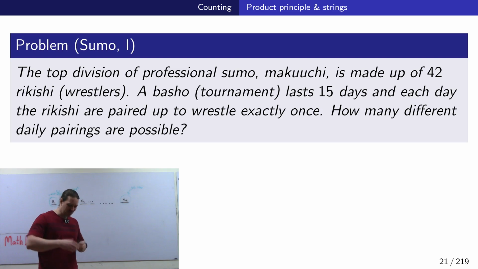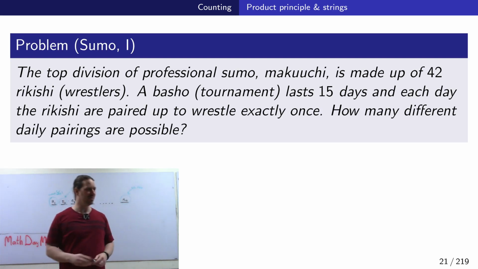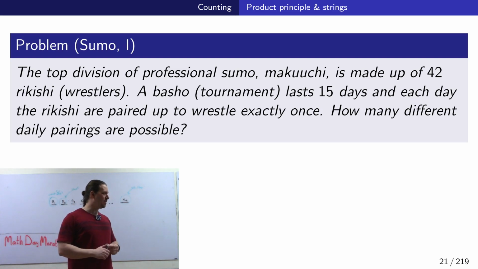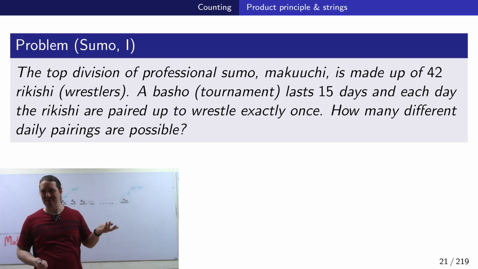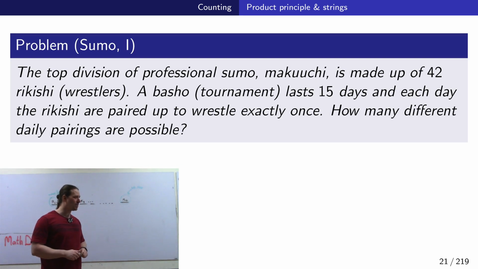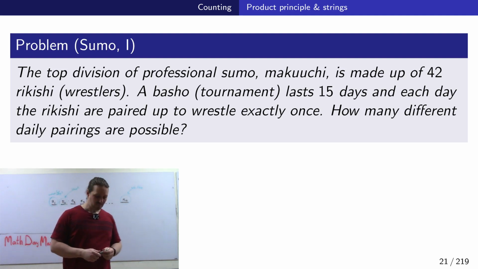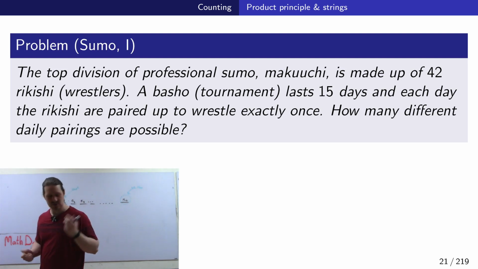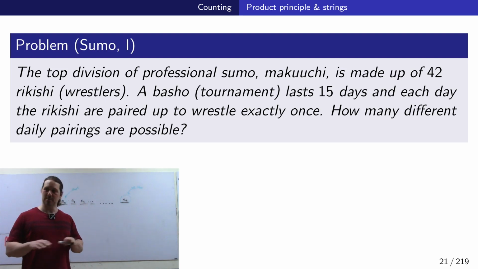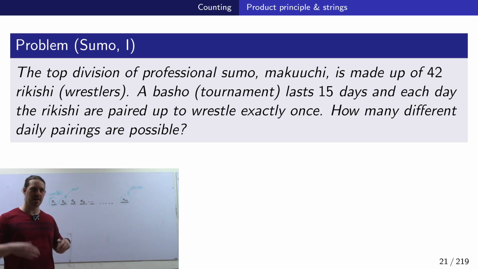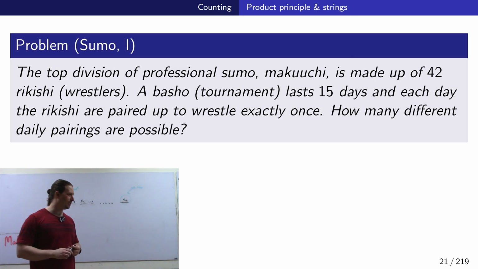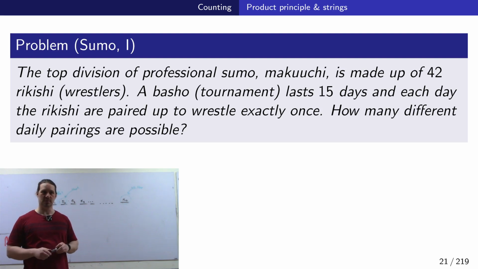Okay? So sumo has different divisions, high and low divisions in professional sumo. The top level is called makuuchi. That's just the name. It's not important to the problem. But the way it works is there are 42 wrestlers, called rikishi, in that division. And in a tournament, which is called a basho, these wrestlers are paired up each day. So you wrestle once per day against one of the other 41 wrestlers. You don't wrestle yourself ever. And in a tournament you never wrestle the same person twice. So each day you're wrestling someone different over those 15 days.